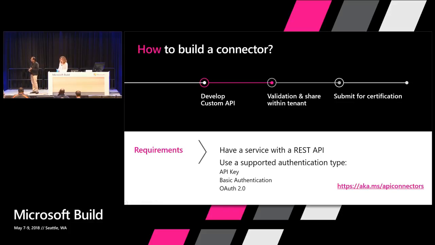The requirements for creating a connector are very simple. Have a service with a REST API, and use one of the supported authentication types: API key, basic auth, OAuth 2. There's a couple of sessions on Wednesday to talk about how to create a custom connector. So a little later in this presentation, we'll give you the session code and refer you to that.